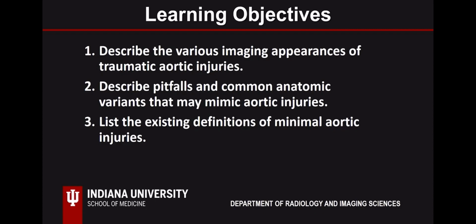There are three learning objectives of this talk. The first is to describe the various imaging appearances of traumatic aortic injuries on various imaging modalities. Second is to describe the pitfalls and common anatomic variants that may mimic aortic injuries. And third, to list the existing definitions of minimal aortic injuries.